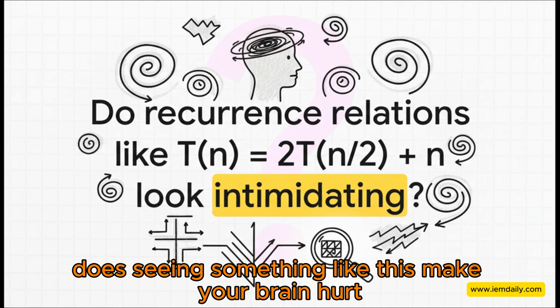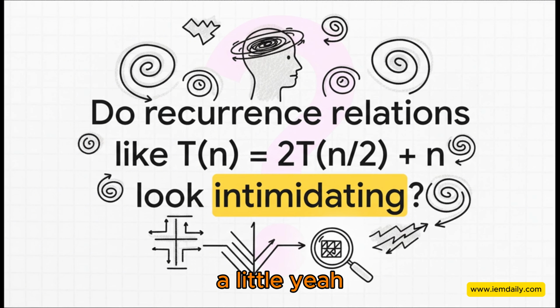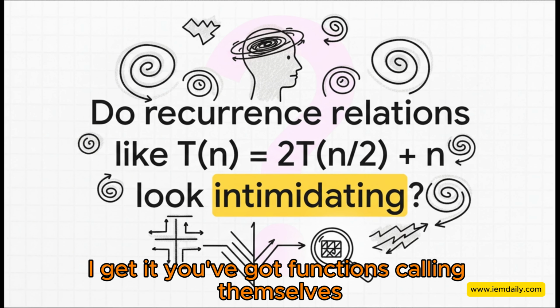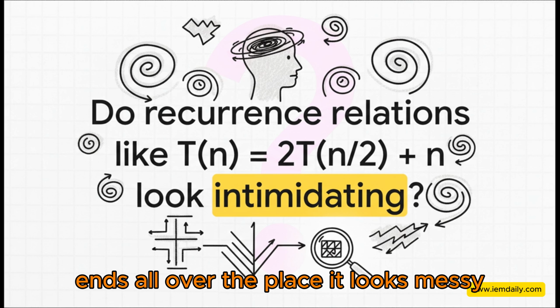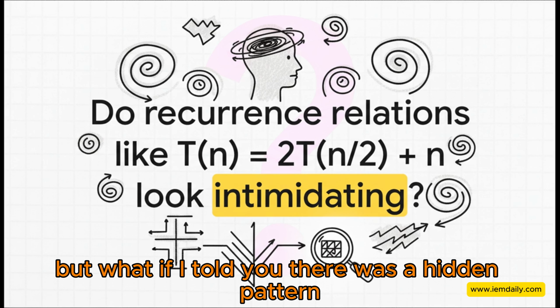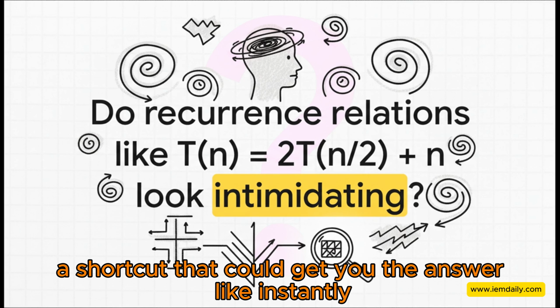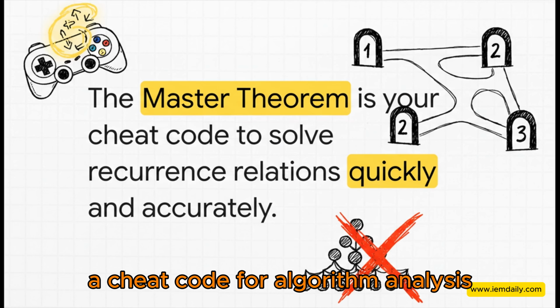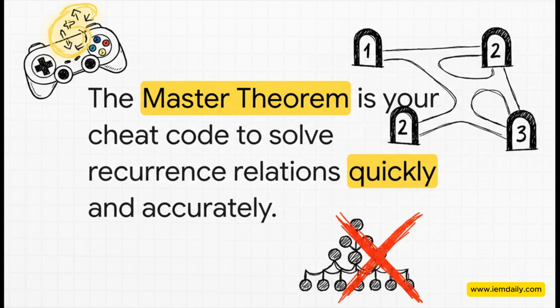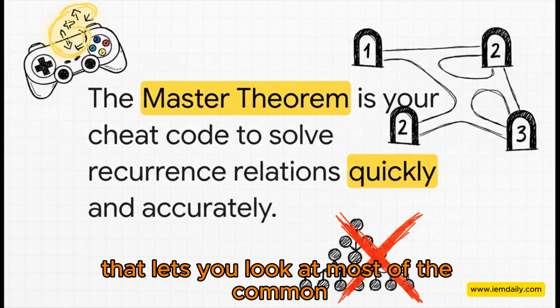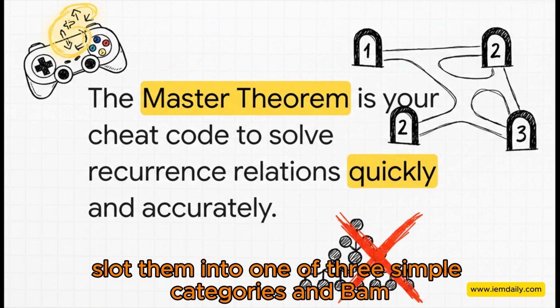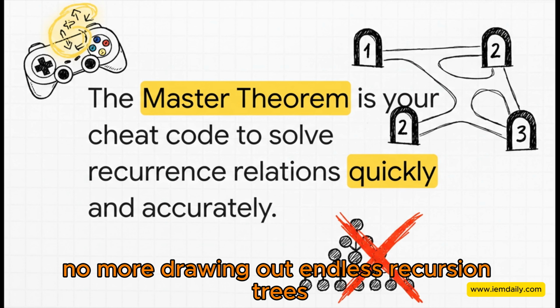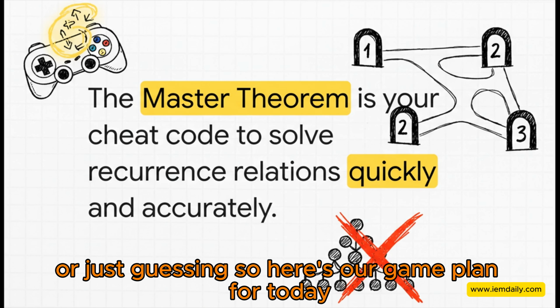So, does seeing something like this make your brain hurt a little? Yeah, I get it. You've got functions calling themselves, n's all over the place. It looks messy. But what if I told you there was a hidden pattern, a shortcut that could get you the answer, like, instantly? Well, that's exactly what this is. The master theorem is basically a cheat code for algorithm analysis. It's a rock-solid formula that lets you look at most of the common recurrence relations, slot them into one of three simple categories, and bam, you've got your answer. No more drawing out endless recursion trees or just guessing.